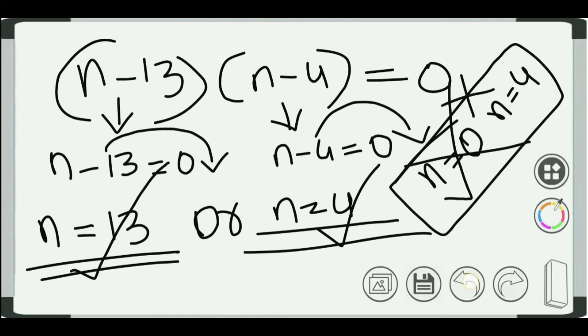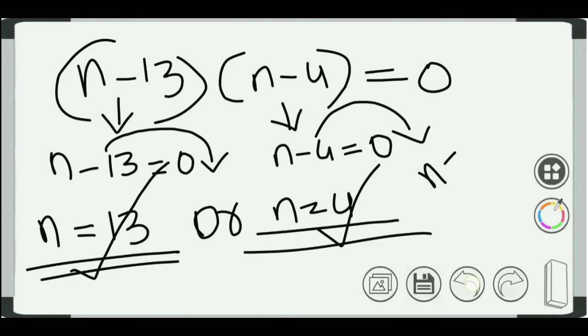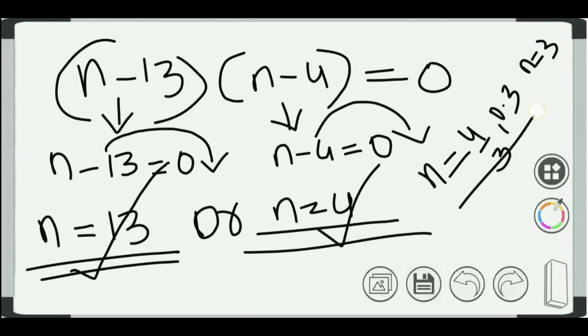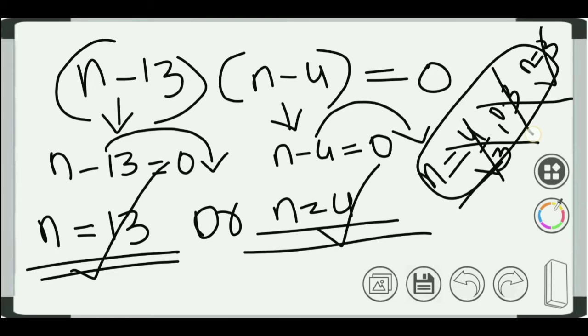See, suppose instead of 0, you are getting n is equal to 4 by 3, or suppose 0.3 and n is equal to 3. Which value will you take? n is equal to 3, because number of terms can't be a fraction. It can't be a decimal term. So you will take this one, positive integers.